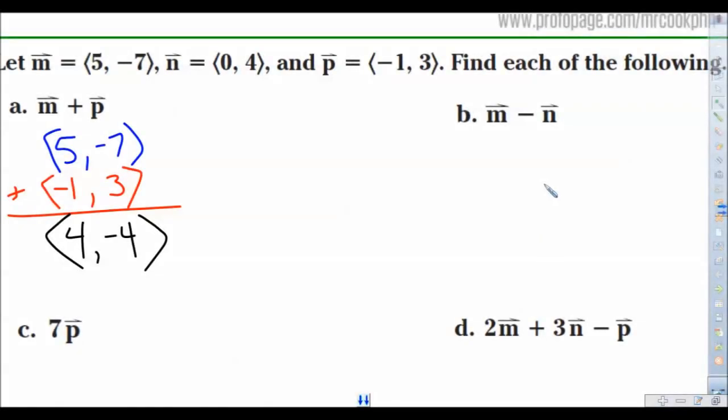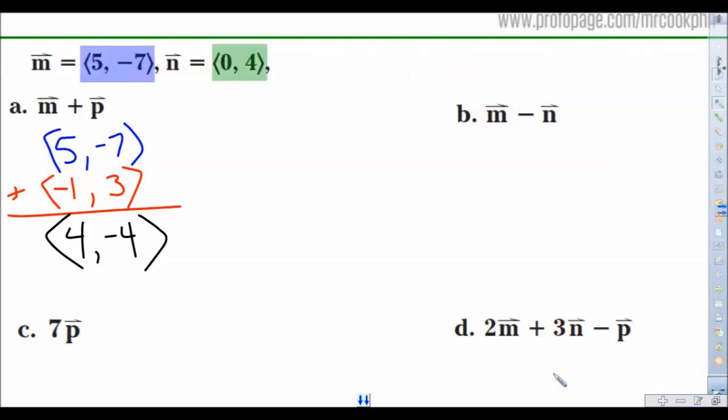Alright, so now with that little tangent aside, we can get back to looking at the other problems. How are we supposed to handle a subtraction problem? Well, first of all, let's get our two vectors that we're going to need here. Let's just focus and work with nothing but vectors m and n. Vector m's components are 5, -7 once again, and vector n's components are 0 and 4.